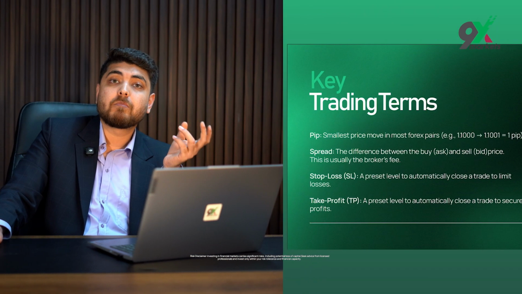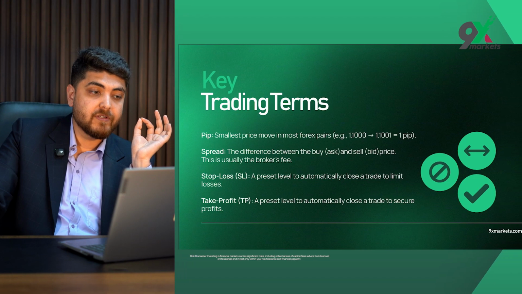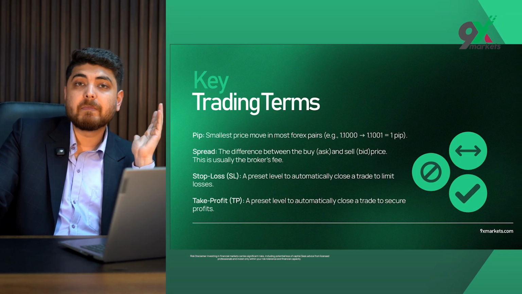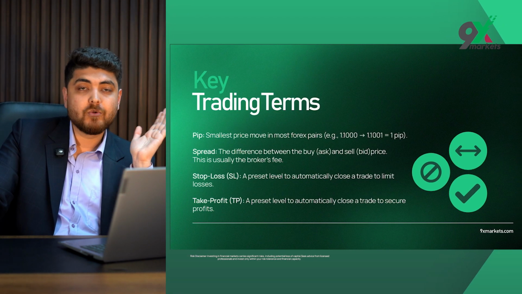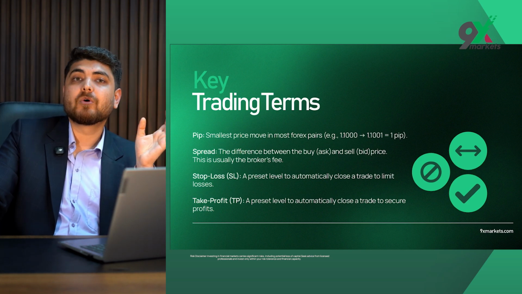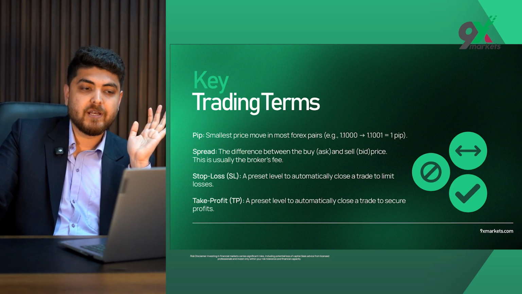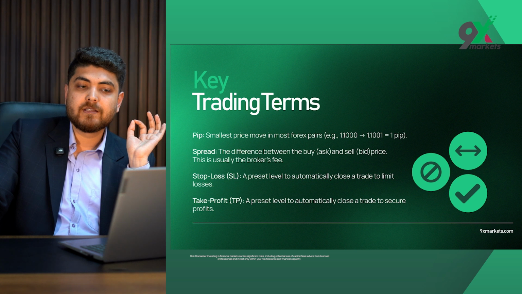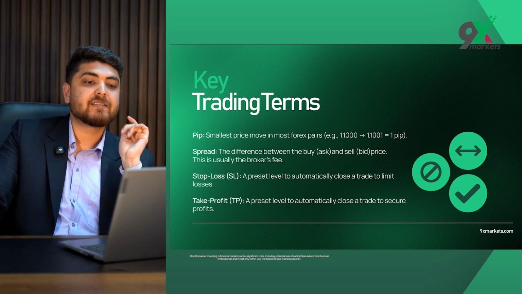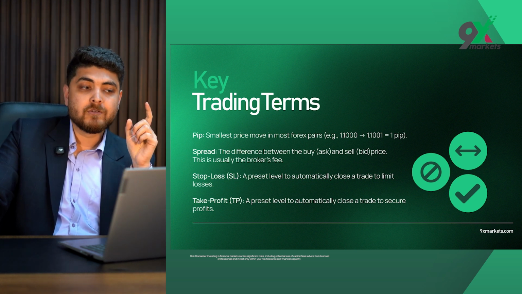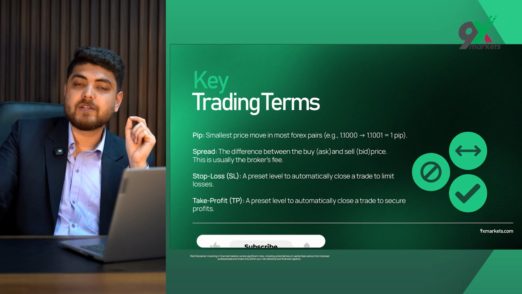Some of the most important key trading terms we will talk about, starting with a pip. So what is a pip? A lot of people still don't understand. They trade and do everything fine, but still don't know what a pip is. The smallest price move in a forex pair is called a pip. For example, if the price is showing 1.1000, as soon as the last 0 moves to 1, that is a movement of 1 pip. So I can say the market moved 1 pip. This is the definition of a pip.